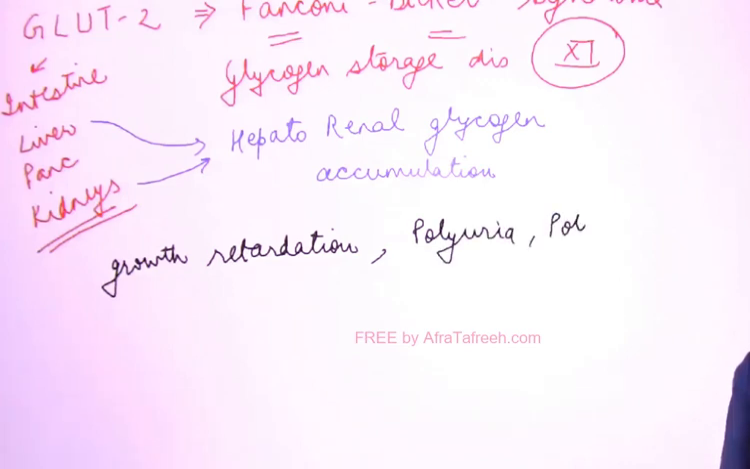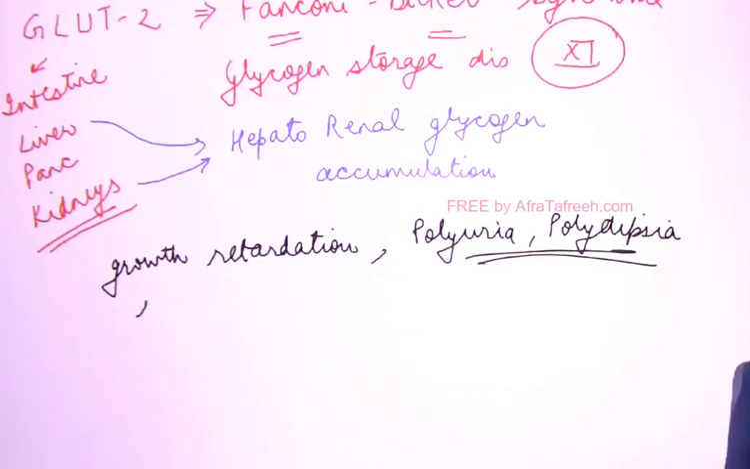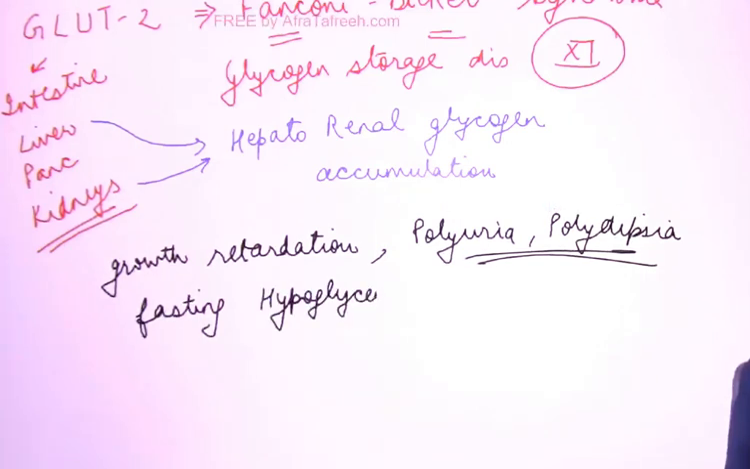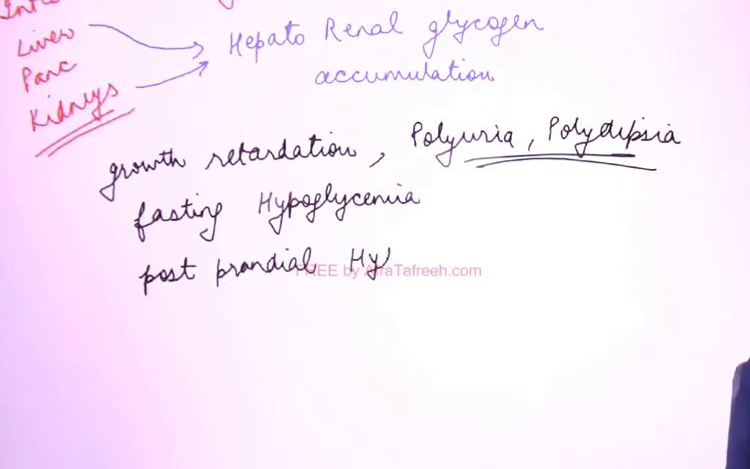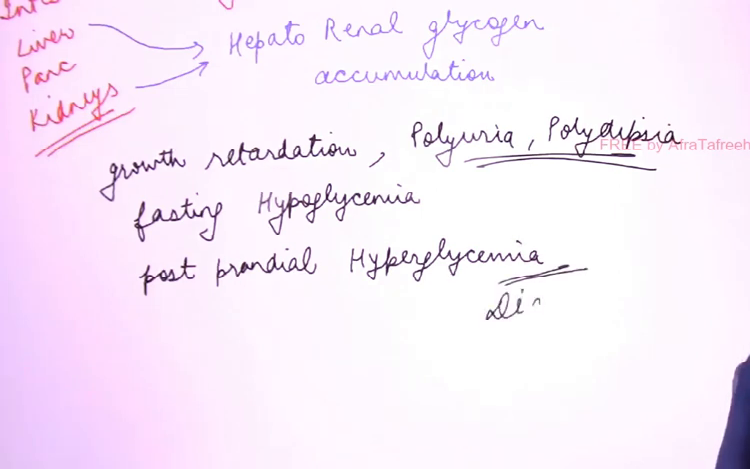polyuria, polydipsia. These patients have fasting hypoglycemia, but postprandial hyperglycemia resembling diabetes. So it's like mutation in GLUT2 can lead to a situation like diabetes. So these patients have postprandial hyperglycemia. Okay, so we have done these 3 mutations which you have to learn.